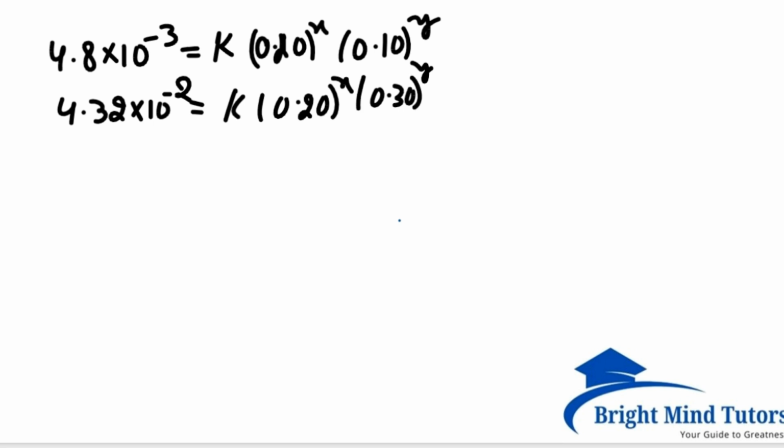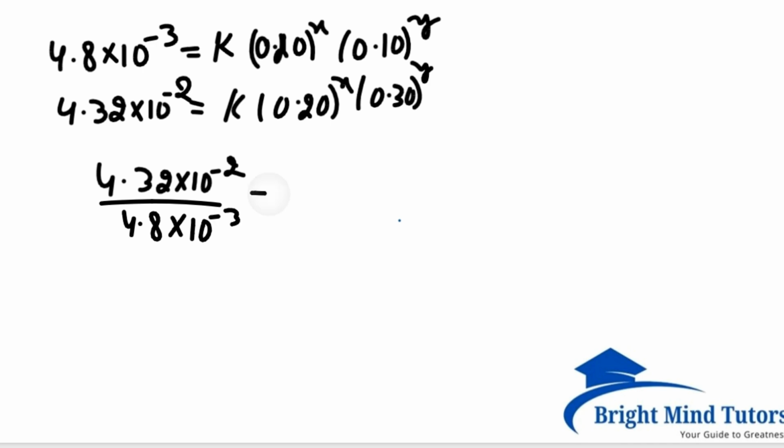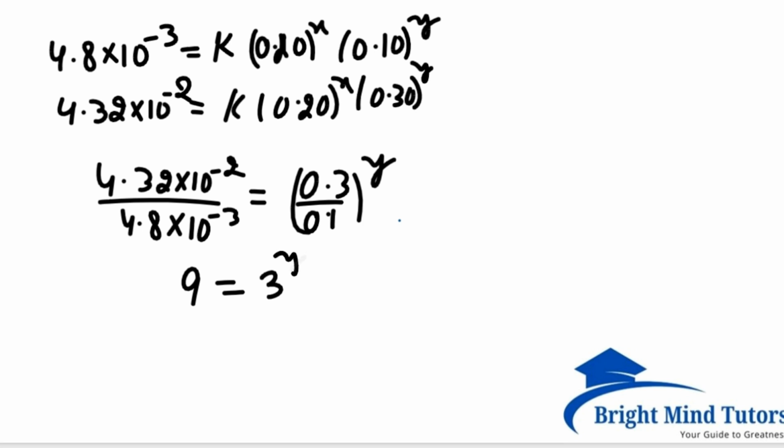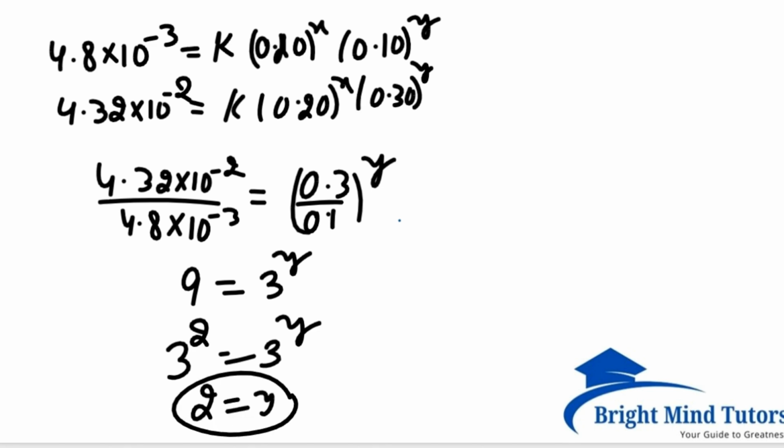So take the ratio of both of these: 4.32 × 10^-2 upon 4.8 × 10^-3 is equal to 0.3 upon 0.1, raised to the power of y, right? So here you will get a value of 9, and this is 3 raised to the power of y. Now 9 can be written as 3 raised to the power of 2, and this is 3 raised to the power of y. Here the bases are the same, so the powers can be equated. That means the order with respect to B we have got as second. With respect to B, it is of the second order.